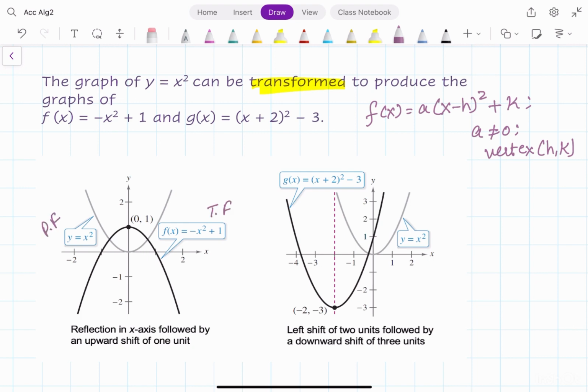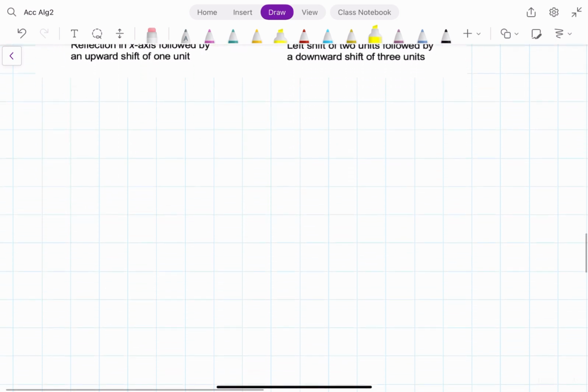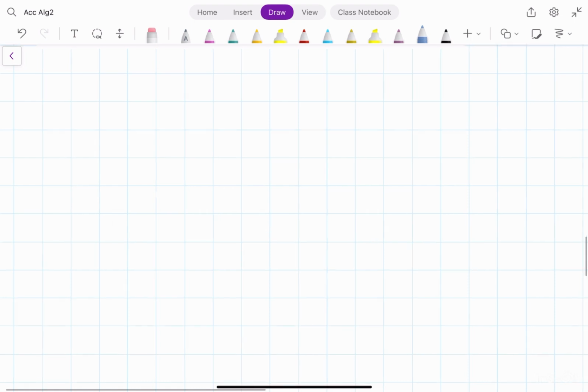So the first one, because x squared is negative, the graph is downward facing. Plus 1 indicates that the graph is going up by 1 unit. So the black curve is the transformation function and the gray function is the parent function. For g of x, it says minus 3. That means we are going down 3 units. So in the first function, we are going up by 1 unit, and in the second one, we are going down 3 units. So this is how the transformation will work.